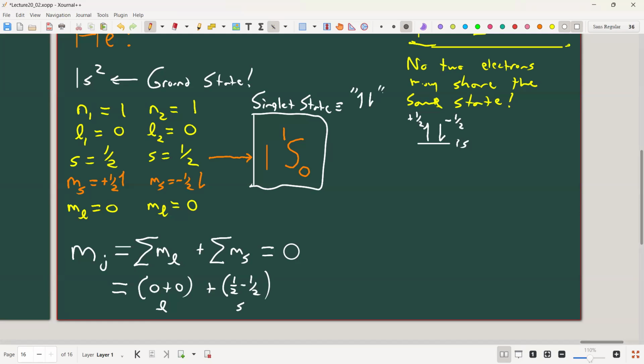Call it singlet. There's only one way to write it: spin up and spin down. There's no other way to construct an orbital that's a singlet. There's only one possible way to do it. That's why I call it singlet.